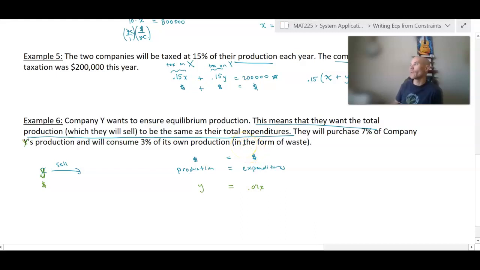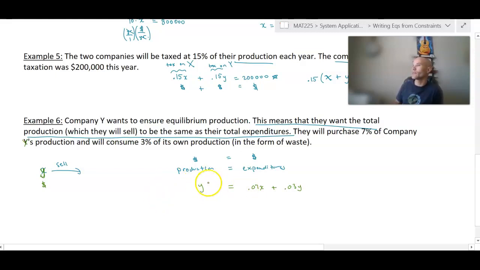Okay, so sometimes when we think about a company that creates something, there's probably waste. If you're making postcards, you're probably not going to end up using the whole sheet of paper, and you're going to have a little bit of waste, and so you waste some of the product that you created. So that's part of their expenditures. So in addition to the 7% of company X's production they'll buy, they are also going to purchase 3% of their own. Okay, so production equals expenditures.